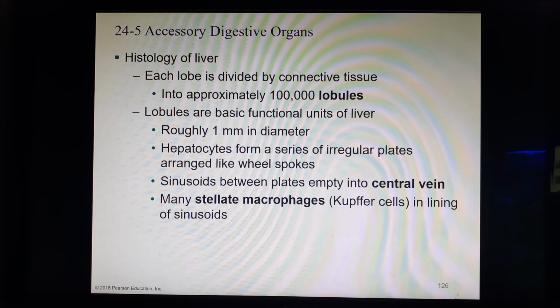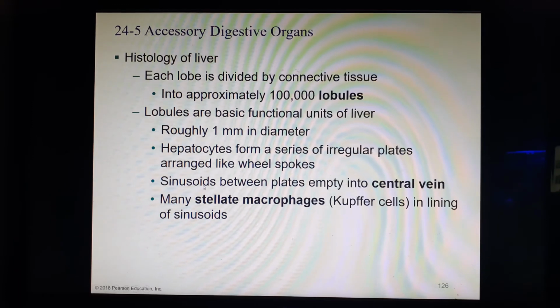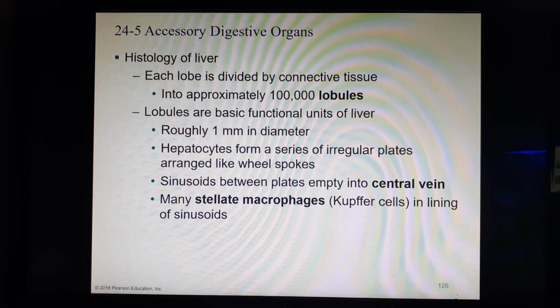So inside the liver, we're going to have tons of connective tissue that's going to divide it up into 100,000 lobules. And so a lobule is like the smallest working piece of the liver. So we're going to take the hepatocytes and we're going to arrange them in a hexagonal shape to make a lobule. And we're going to have a central vein, and then we're going to have a bunch of sinusoids. Now remember what sinusoids are. They're the leakiest of the types of capillaries. So we have the hepatocytes forming plates, and they're arranged like the spokes of a wheel. The sinusoids are between them, and they all empty into a central vein.